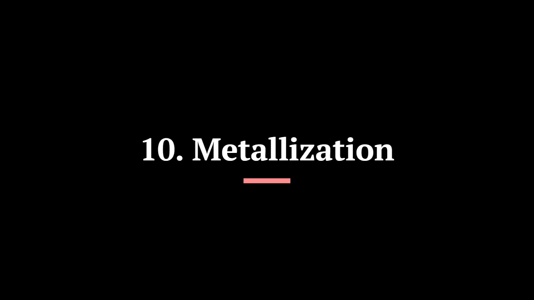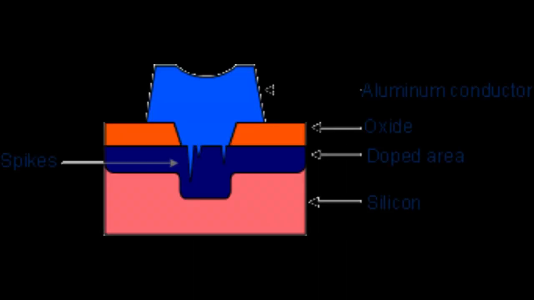10. Metallization. Metal layers, typically aluminum or copper, are deposited on the wafer's surface to create interconnections between the different components and circuit elements.